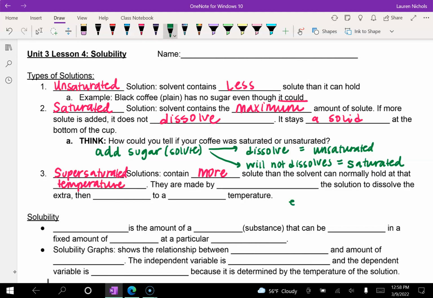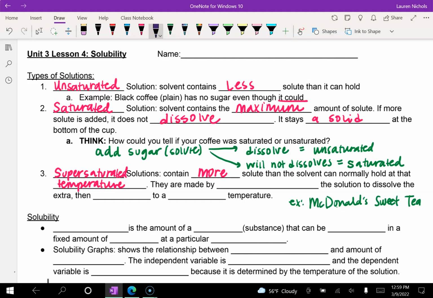An example of a supersaturated solution is McDonald's sweet tea. If you've ever had it, you know that it is very, very sweet. And if they try to take the amount of sugar that they put into it and put it in cold water, it will not work. They won't be able to make it.